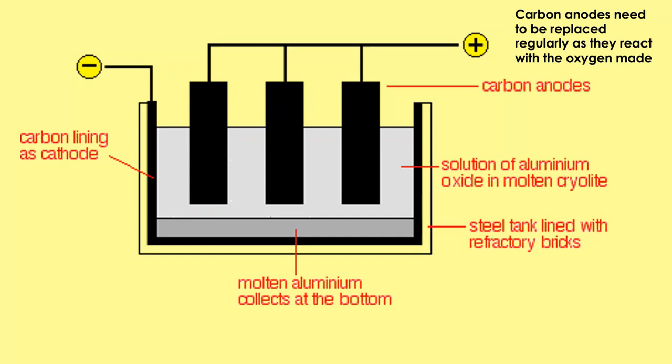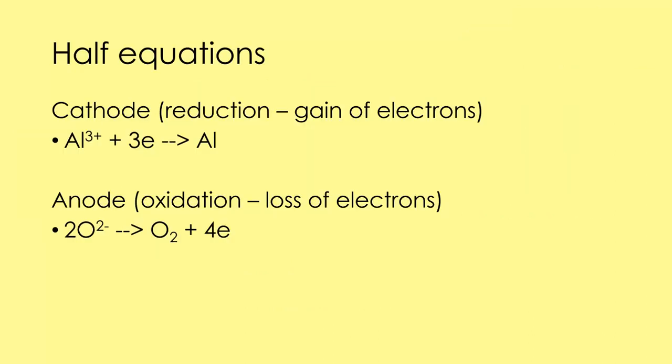Top right in the diagram is an important bit of text, which is that the carbon anodes need to be replaced very quickly. If you've watched the RSC video, you can see this happening. The carbon anodes need to be replaced because you have oxygen being produced at the anode, and especially at those high temperatures, it reacts with the carbon to give carbon dioxide, so the amount of carbon there gradually reduces, and it needs to be replaced.